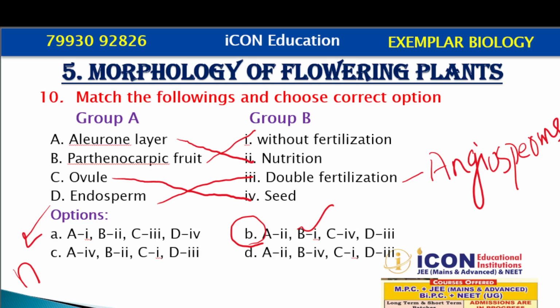So whenever a match the following question comes, you have to go with the option which you are sure of, and see whether it is there in only one of the options. Sometimes it may be there in two options. At that time you can go with the second answer. So with this we have finished the practice exemplar questions of chapter 5, morphology of flowering plants.